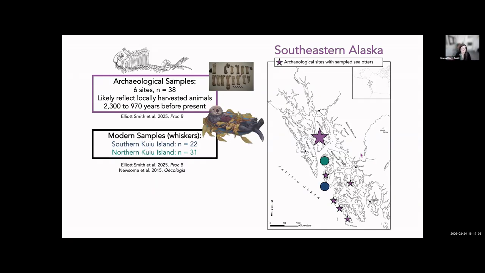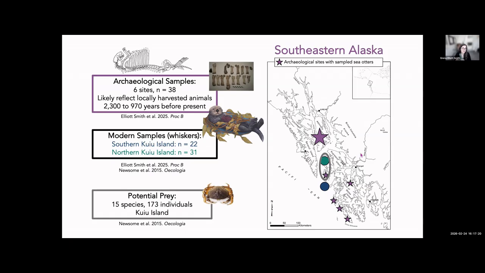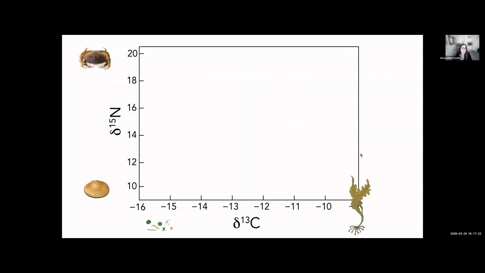And then because there are modern populations in this region today, we were able to also do some isotopic analysis of these recovering populations. So the circles here denote 2 sites where we have sampled sea otter populations from today. And then we're also fortunate to have a really large isotopic data set of potential prey items for sea otters in this region. So these have also been sampled from that same island where we have data for modern populations.